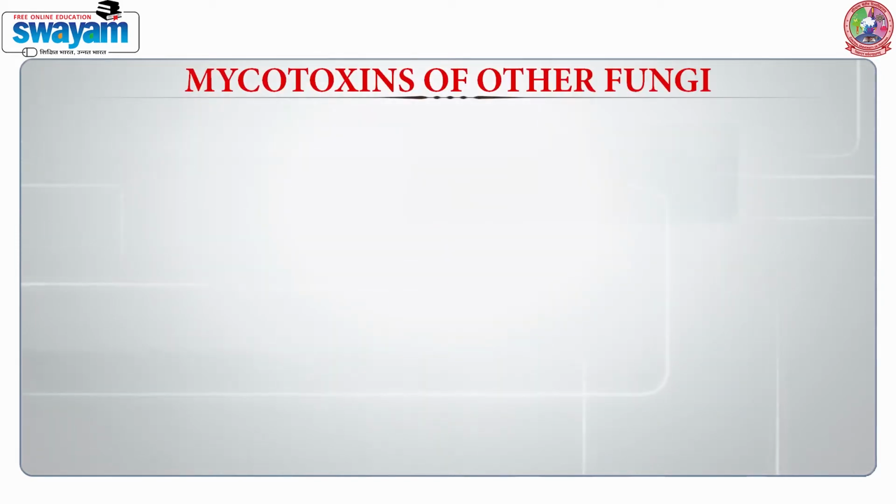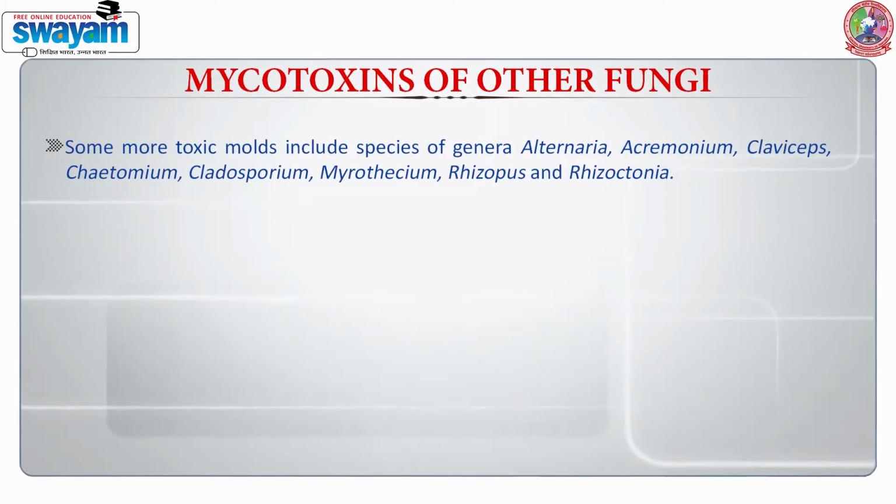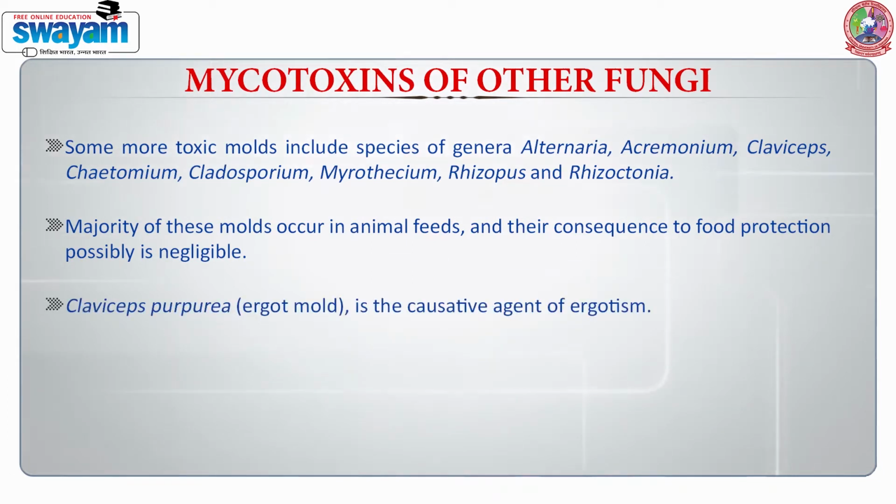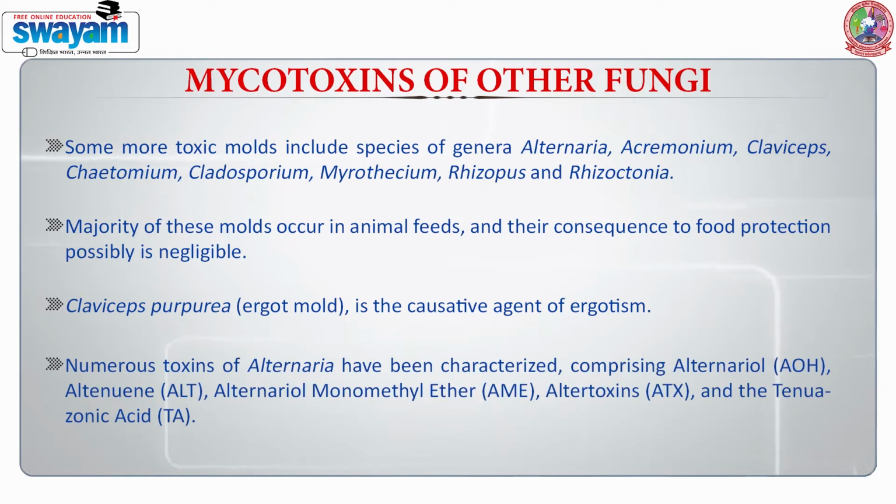Other fungi are also known to produce mycotoxins of different chemical nature. Some of the common fungi are Alternaria, Acremonium, Claviceps, Chaetomium, Cladosporium, Myrothecium, Rhizopus and Rhizoctonia. Majority of these molds occur in animal feed and their consequence to food protection possibly is negligible. Of special interest is Claviceps purpurea, which is also known as the ergot mold. It is the causative agent of ergotism and numerous toxins of Alternaria have also been characterized.